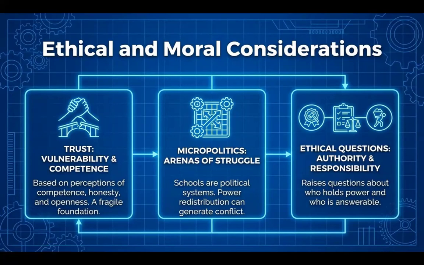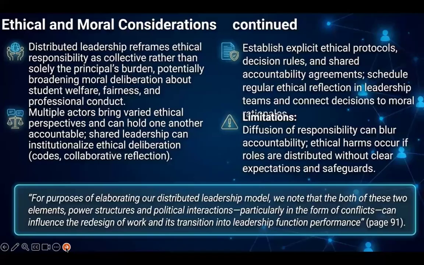And when we think about ethical and moral considerations, these are the three buckets that the author puts forth: trust, vulnerability, and competence; micro politics, arenas of struggle; and ethical questions, authority specifically, and responsibility. And when we think about distributive leadership, that can't happen if there aren't ethical and moral considerations. And so when we go to the next slide, I'll talk about some specific examples where we could see that happen.